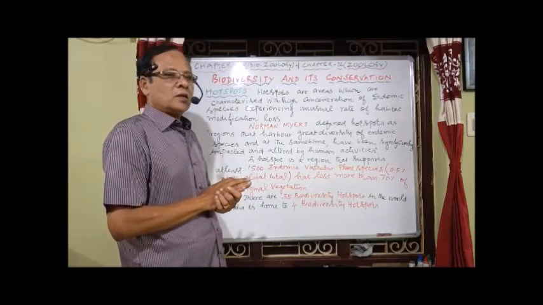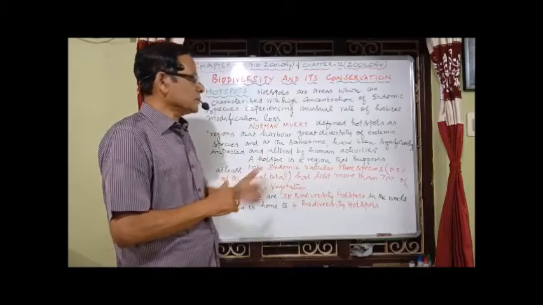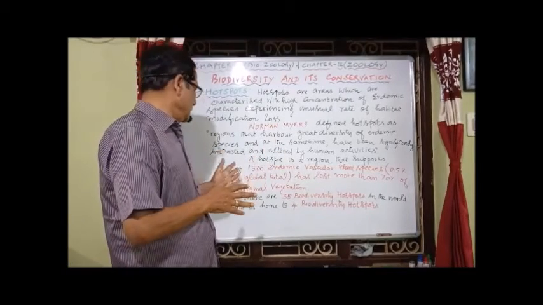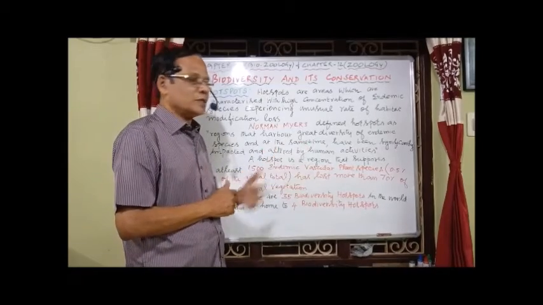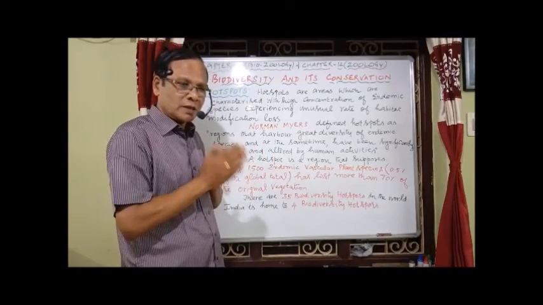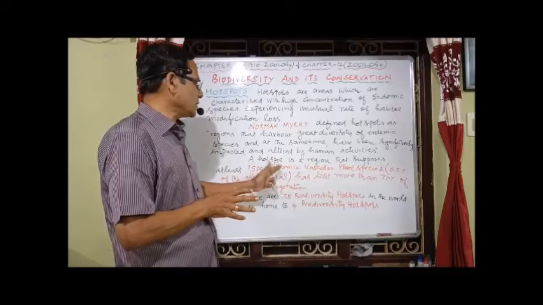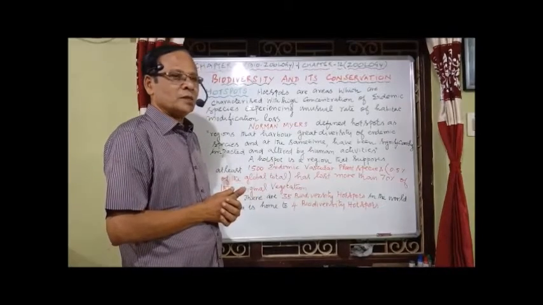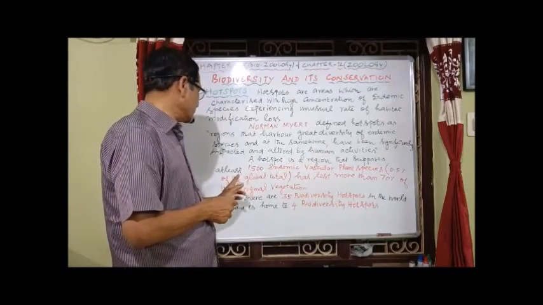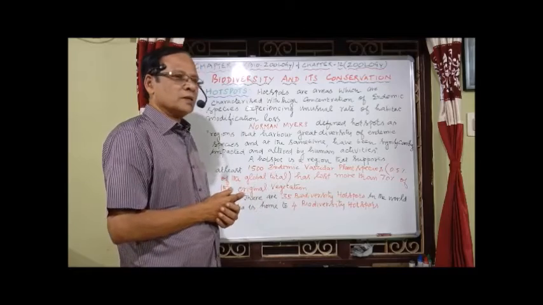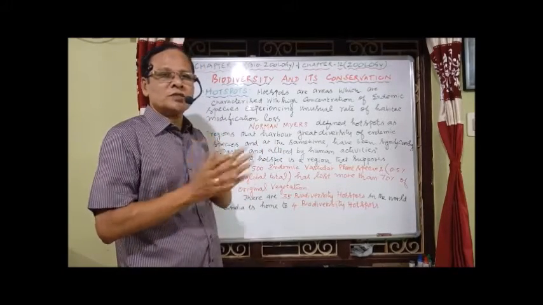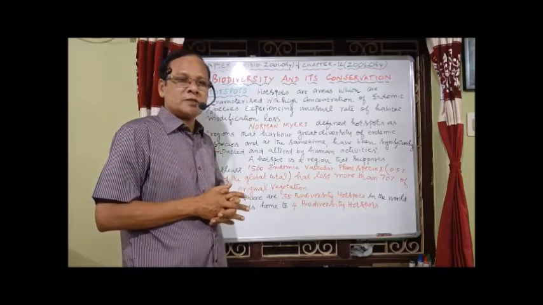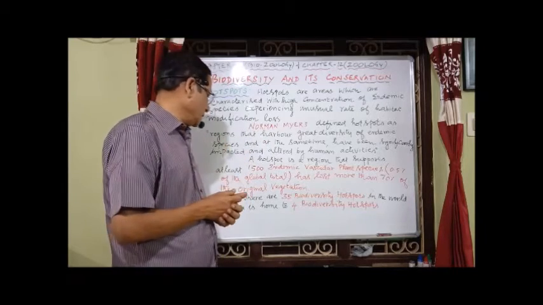Normally a hotspot is a region that supports at least 1,500 endemic vascular plant species, which is equal to 0.5% of the global total, and it has lost more than 70% of the original vegetation. So we have lost nearly 70% of the original vegetation.